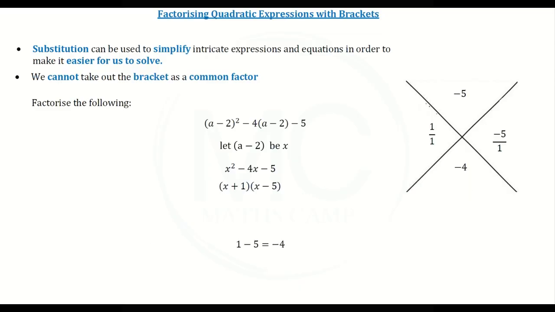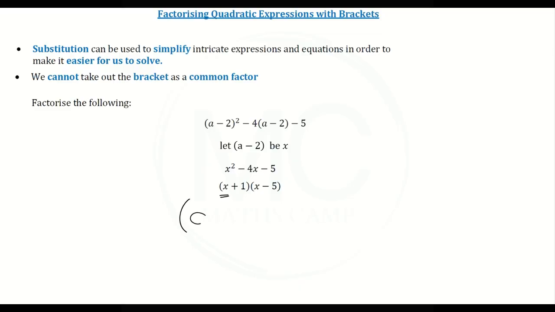But please remember, we are not factorizing for x. We are factorizing for a minus 2. So let's clean this up a little bit. To factorize for a minus 2, we're going to substitute a minus 2 back into the bracket in the x value. So here we have x in the first bracket. So we're going to say a minus 2. We add 1, so we say plus 1. In the second bracket, we have x. So we're going to write a minus 2 minus 5 over here. Now we can tidy these up.